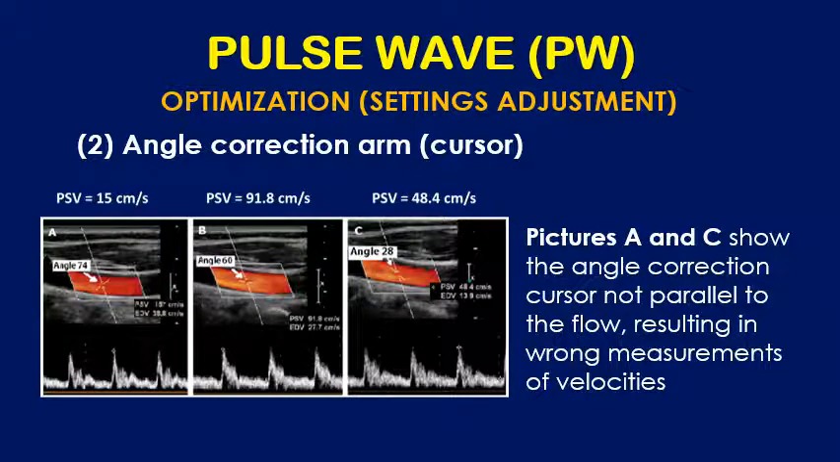So the whole goal of these three pictures is to show what? Putting the angle correction arm parallel to the flow, parallel to the vessel wall, is a mandatory adjustment to get the proper or the correct velocity. If you misplace it or don't put it parallel to the flow, for sure you will not get the correct measurement.